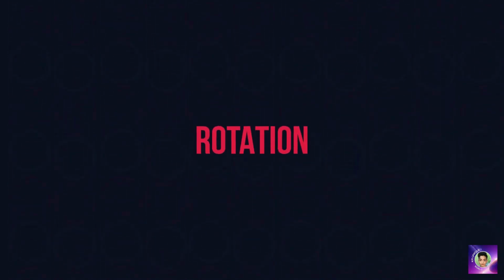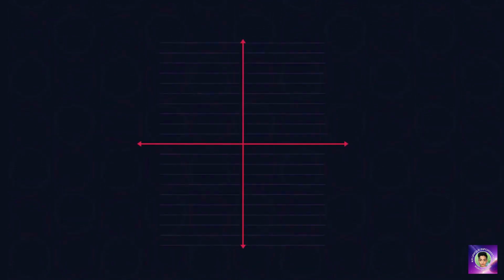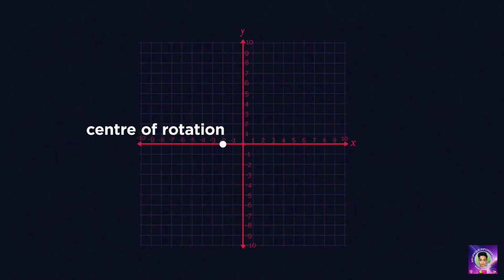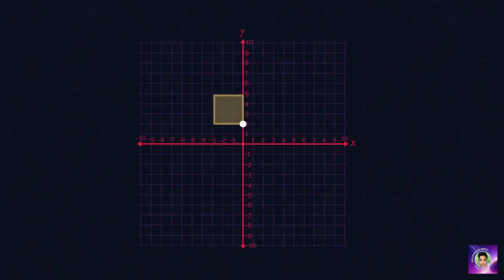Rotation involves turning a shape around a set point. This point is called the center of rotation. A shape can be turned a quarter turn, a half turn, or 3/4 of a turn, clockwise or anti-clockwise. However, no matter how many turns a shape undergoes, the center of rotation and the shape will always be the same distance apart.